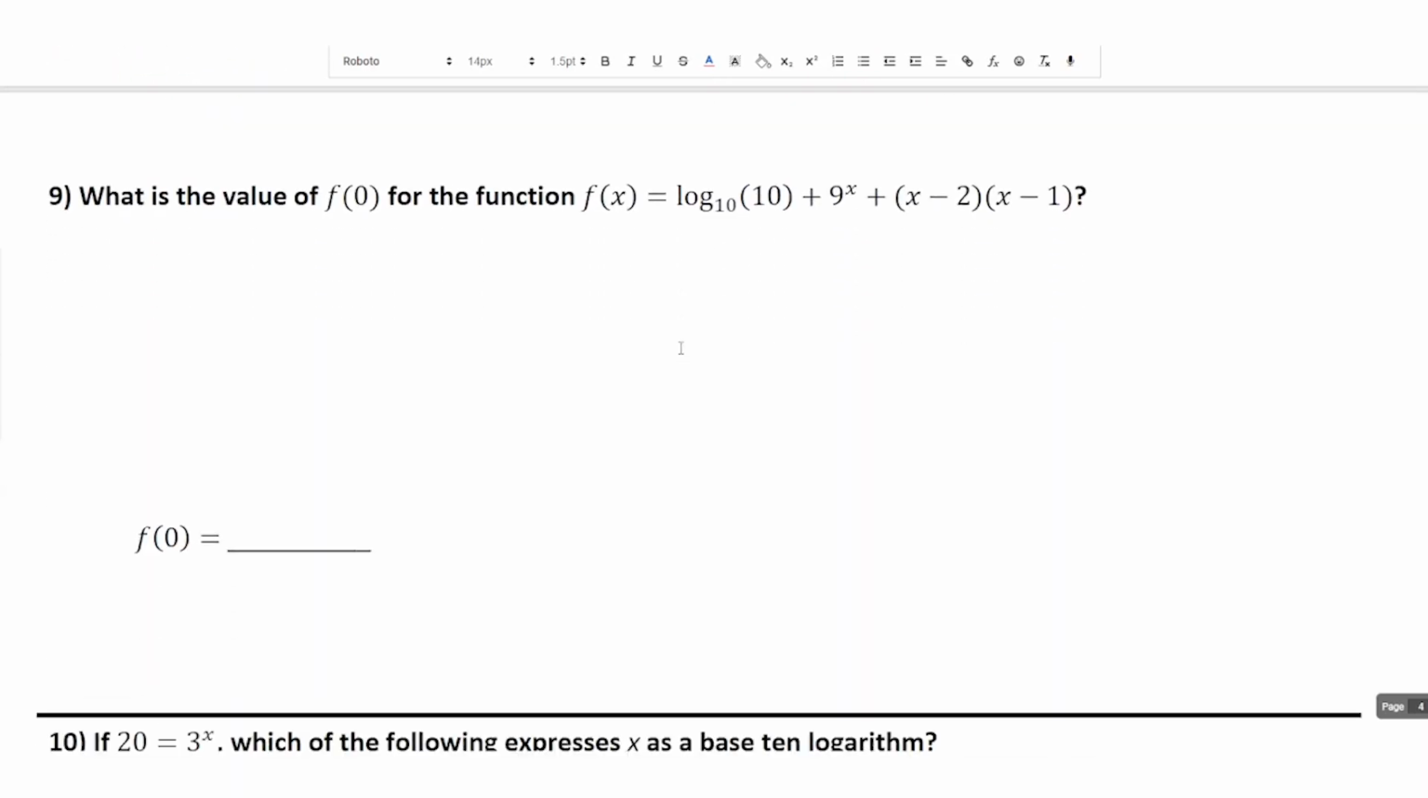Number 9 says, what is the value of f of 0 for this function? And just look at this function. It is just a huge disaster. There's a logarithm, there's an exponential, you've got two binomials being multiplied, but I think what they're really trying to do here is just make sure you understand function notation, because this problem is actually really easy. It's asking for f of 0, and so basically all you have to do is just plug in 0 for x. You might be thinking, like, that's too easy. Like, is that really it? Plug in 0 for x? Yep, that's it. All we've got to do is just substitute 0 everywhere where we see x here. So here, here, here.